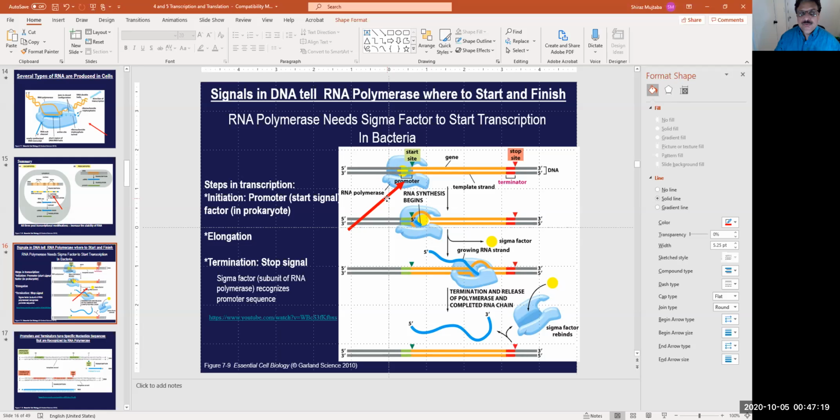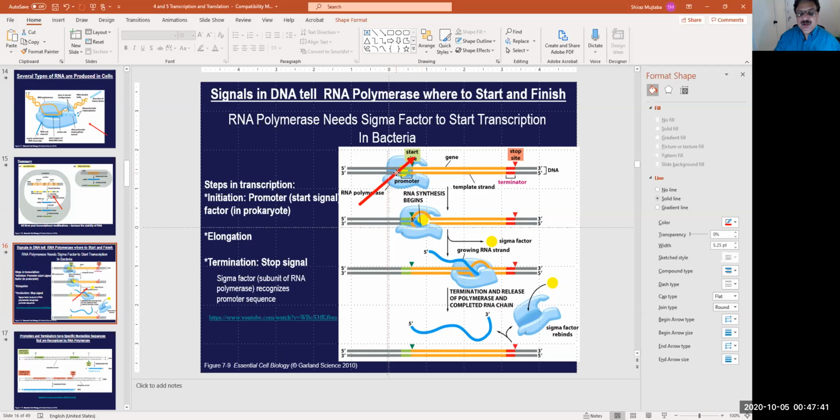Now also try to recollect what happens in replication. In replication, there's a replication origin, then a replication fork, because the whole chromosome or whole DNA has to replicate. But that's not the case with transcription. Not all of the genome is transcribed; there is selectivity.